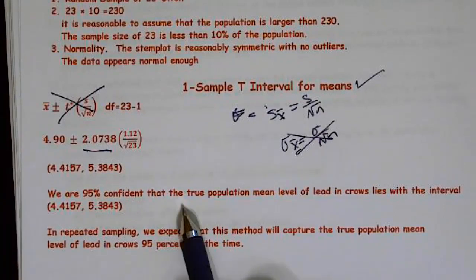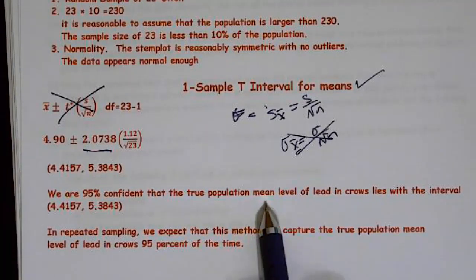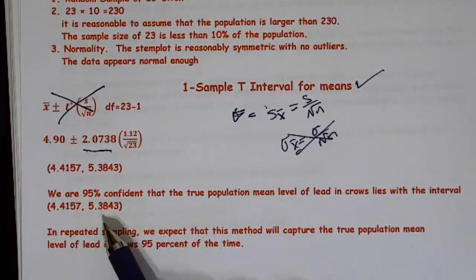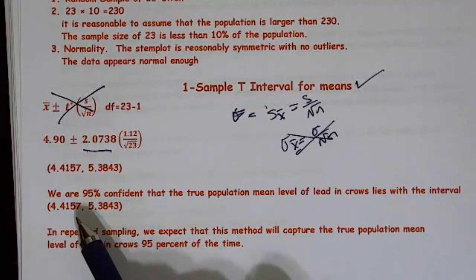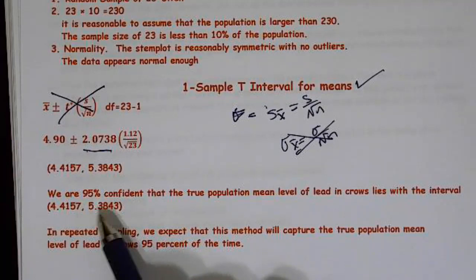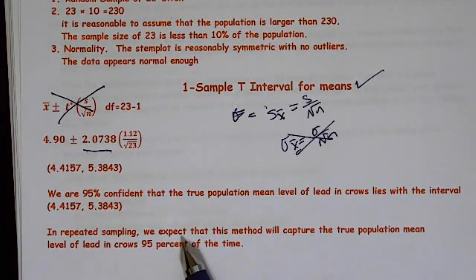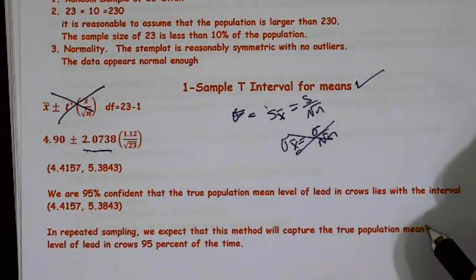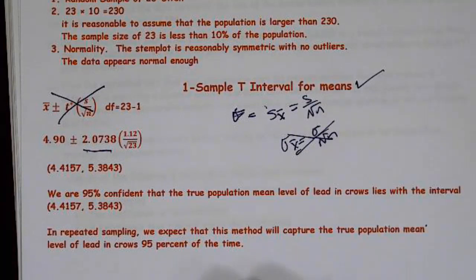And we are 95% confident that the true population mean level of lead in crows lies within this interval. So we're confident that somewhere in there is where the true population mean is. It could be on the low side, it could be on the high side, but we're pretty confident that it lies in there. In repeated samplings, we expect that this method will capture the true population mean level of lead in crows 95% of the time. Now, this is the definition of the confidence level, which isn't required unless they ask for it.